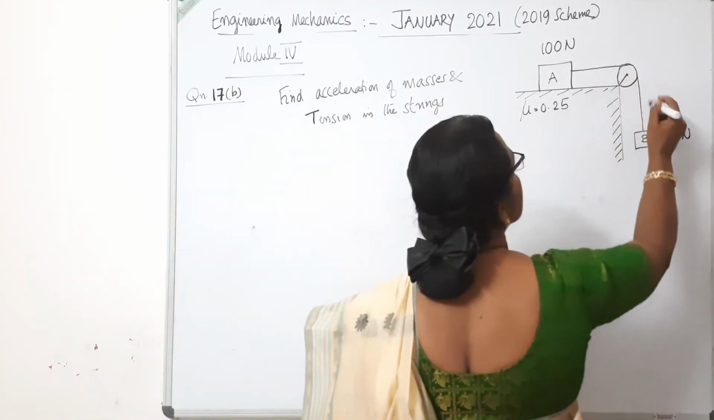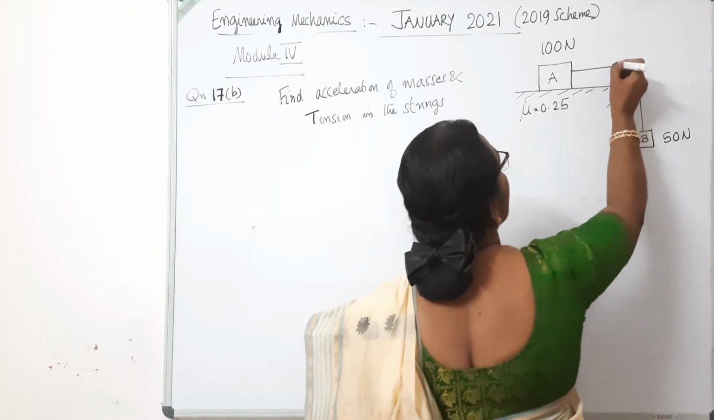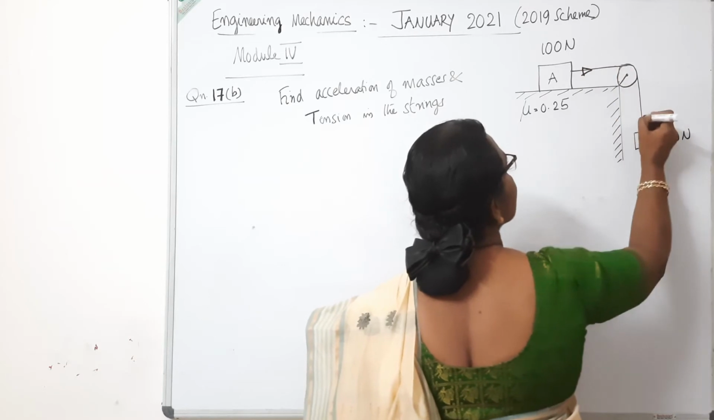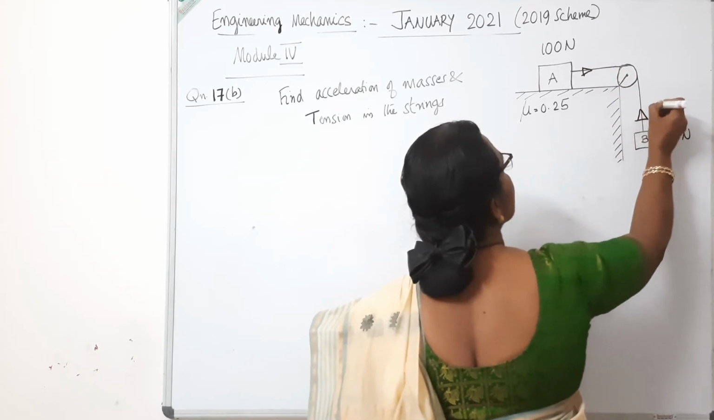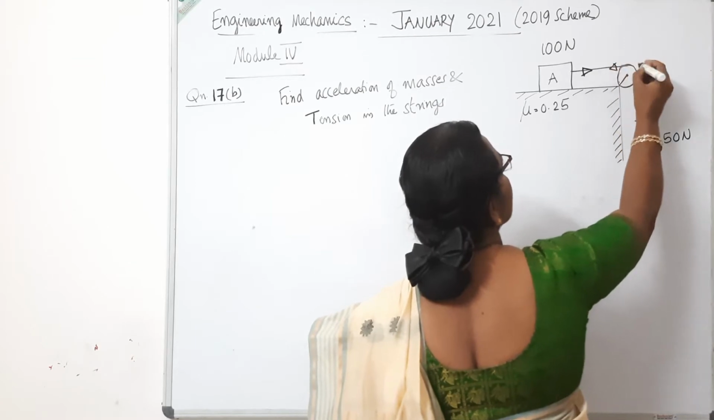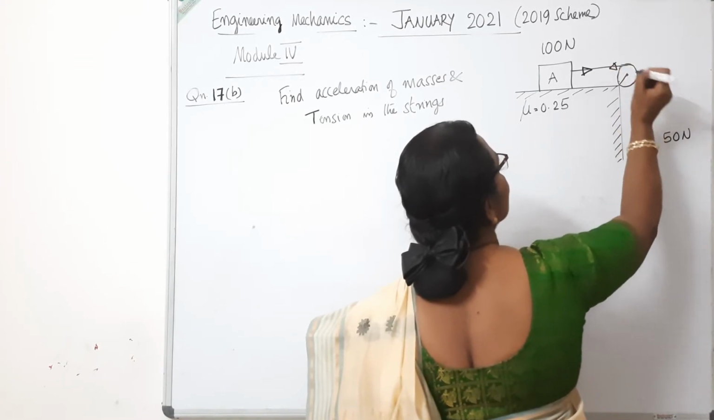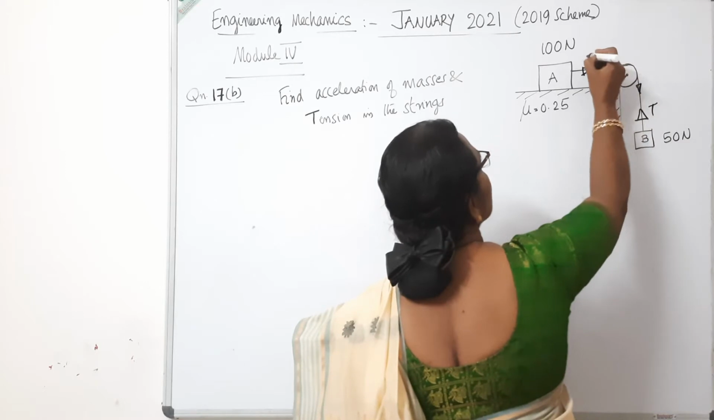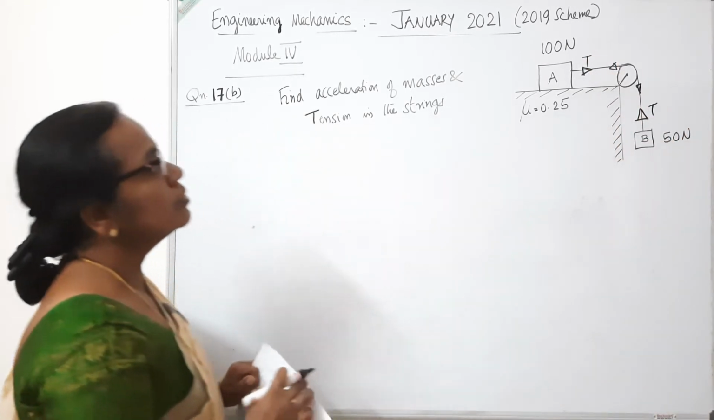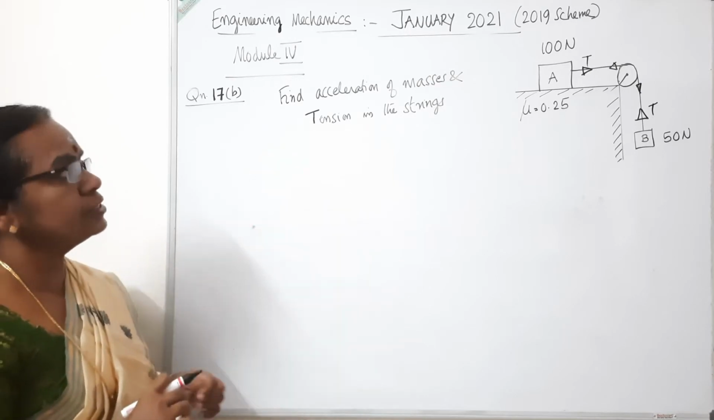That means the tension in the string at both these ends, here in this direction and here, these two will be the same. If you consider the cut in the pulley, this will be acting right from here, and here it will be like this. So the tension in the string on both sides is T. You are asked to find the acceleration and tension in the string.